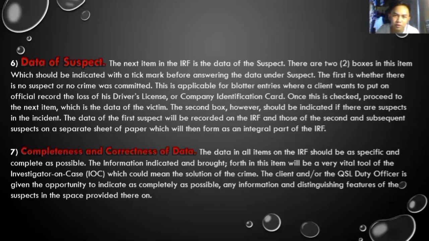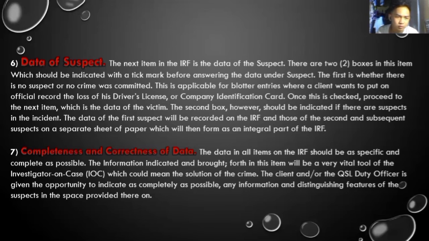Sa IRF may dalawang box na nakatuon kung anong klaseng suspect pa o hindi. Example, baka nawalan lang ng ATM card. Hindi mo ngayon checkan yung suspect dun sa IRF. Proceed ka na agad sa victim kapag meron naman talagang suspect. Syempre, you need to check the box at tanungin kung anong klaseng tsura ng suspect, kung kilala ba o hindi.